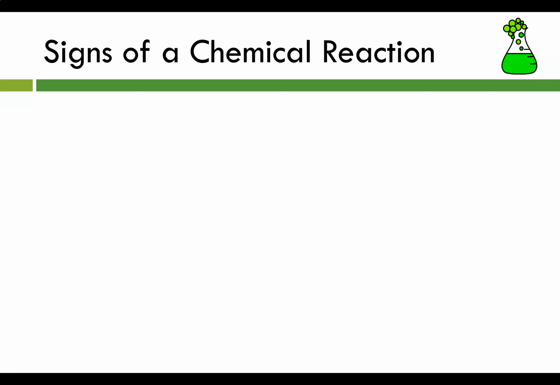Let's get started. So let's start with signs that a chemical reaction is occurring. Another name for a chemical reaction is simply a chemical change. There are some signs that we can look for that usually indicate that a chemical change is taking place and not just a physical one. So let's see if you can get them based on the pictures.